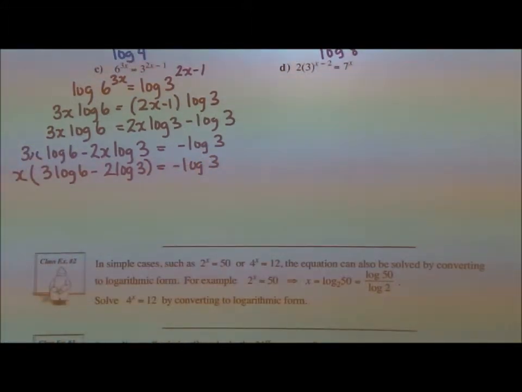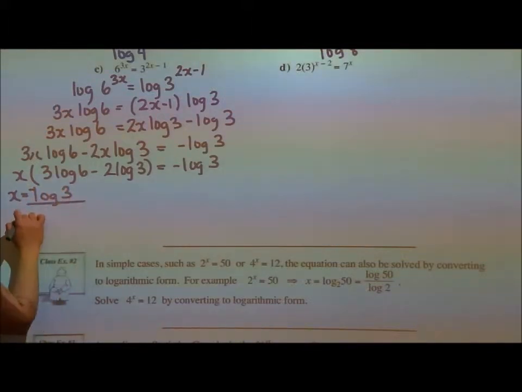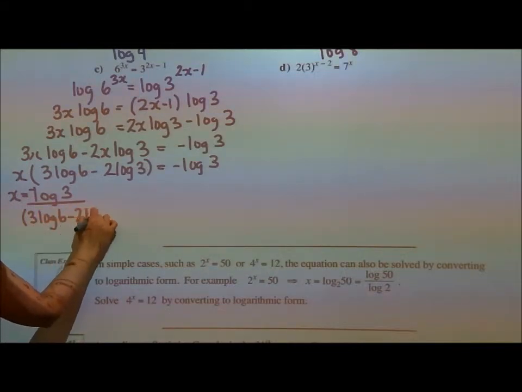And then how would I get x by itself? Divide by the 3 log 6 minus 2 log 3, the thing in brackets, on both sides. So x equals negative log 3 over 3 log 6 minus 2 log 3.